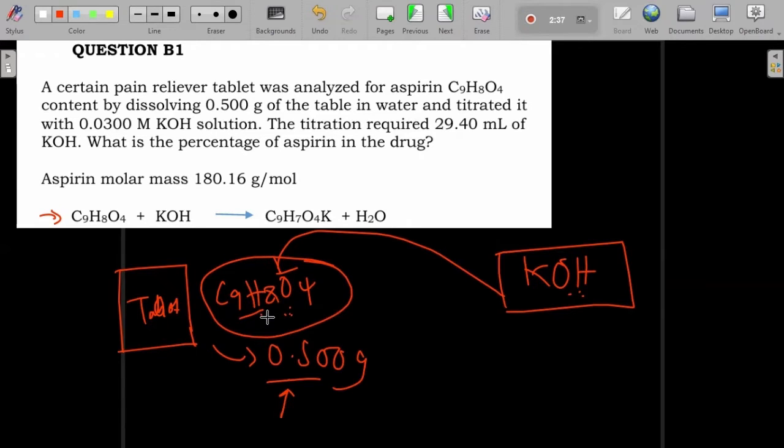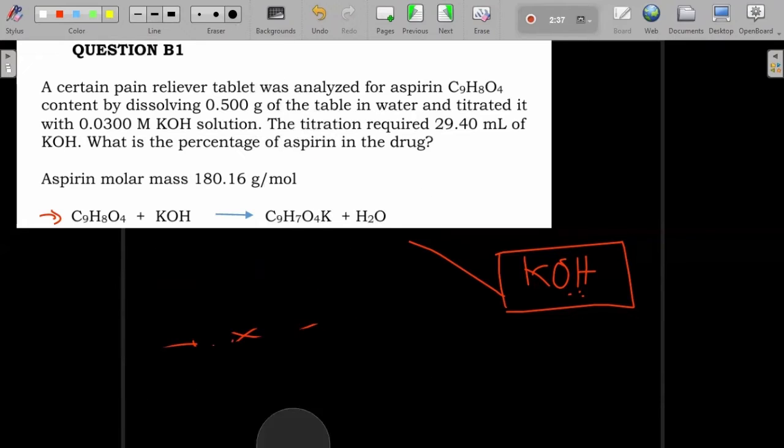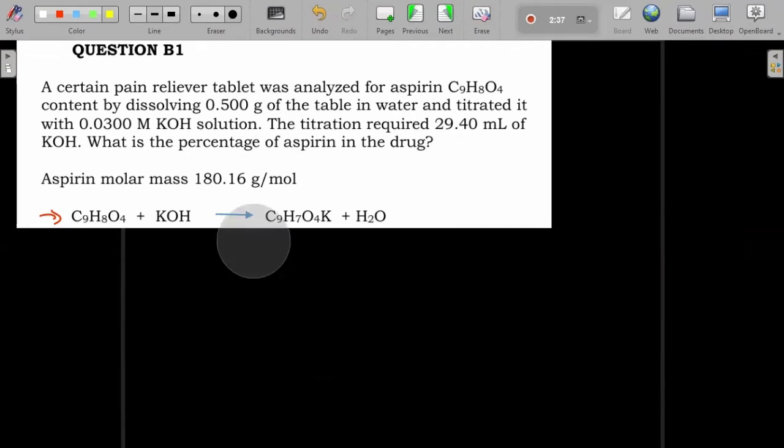And once we find that, we're going to say the amount of aspirin in this tablet divided by the mass that it has when it's combined with everything, and then times 100. That would be the percentage of aspirin in this drug. So now, how do we find that? We use the titration.